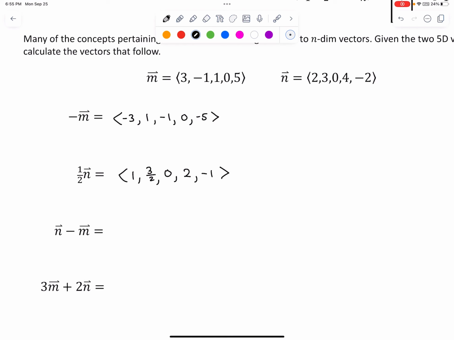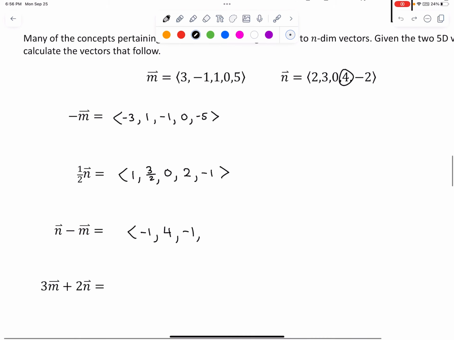n minus m is done still component-wise, just like it was for 2D and 3D vectors. So we would take the n component, so do 2 minus the m component. Make sure you go in that order. So we do 2 minus 3, get -1. And then we do 3 minus -1, so that's 3 plus 1 gives us 4. And then we do 0 minus 1 will be -1. Then 4 minus 0 will be 4. And finally, -2 minus 5 will be -7.